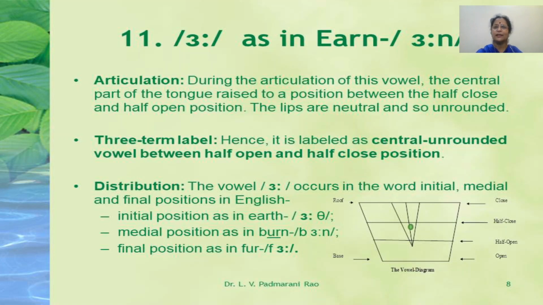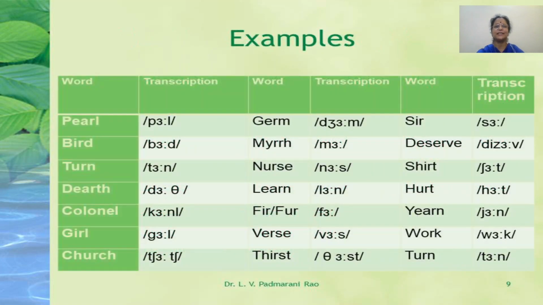Distribution-wise, the sound occurs in all the three positions of the words in English. It occurs in the initial position as you find in EARTH, earth. R sound is never pronounced after the vowel sounds, so it is earth. Medial position as in BURN, burn. Final position as in FUR, fur. The final R sound in the words in English is never pronounced. That's good. Let's practice some examples for this.